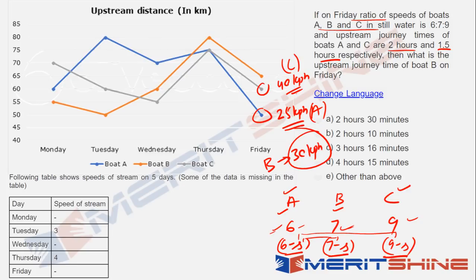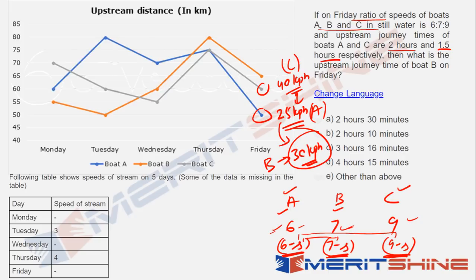But what you know is, in terms of difference, the difference between A's upstream speed and C's upstream speed is 3 units. The difference between A's upstream speed and B's upstream speed is just 1 unit. So 3 units is this gap of 15 kilometers per hour. So what is the gap of 1 unit? It's a gap of 5. So 5 added to this gives you the upstream speed of B, which is 30.